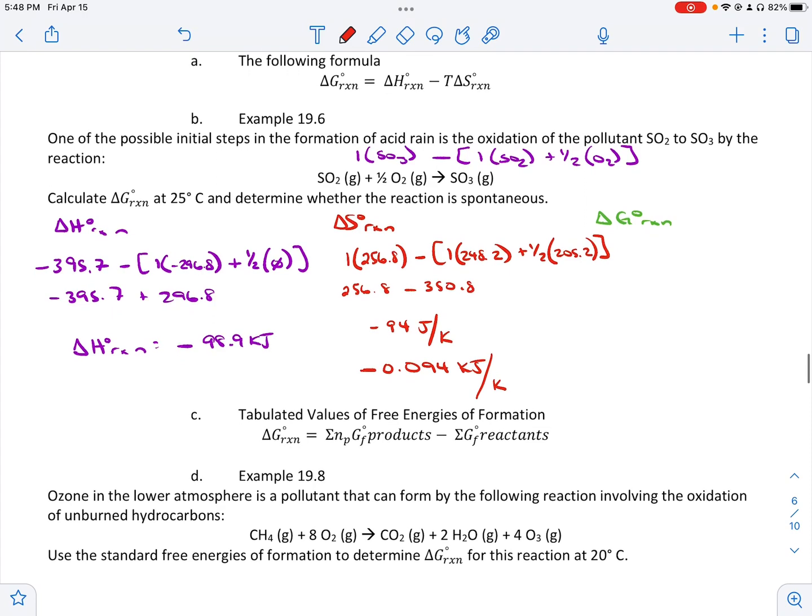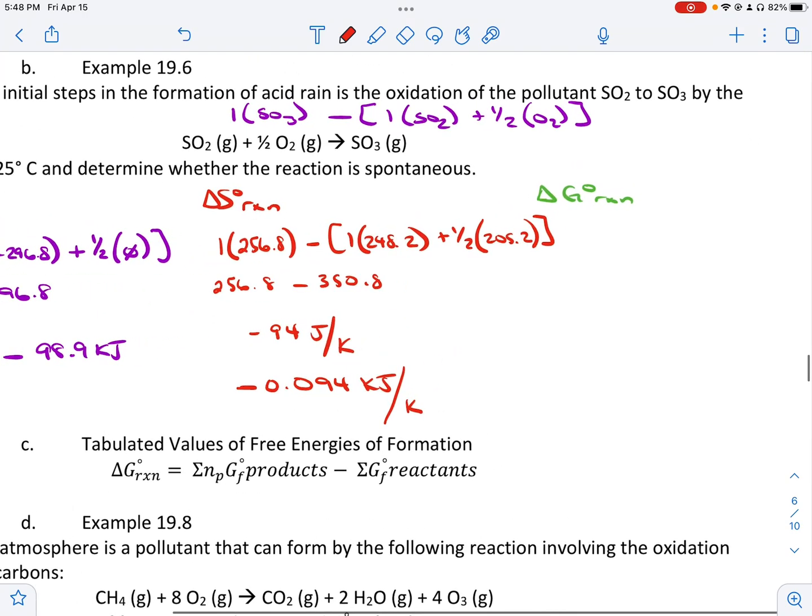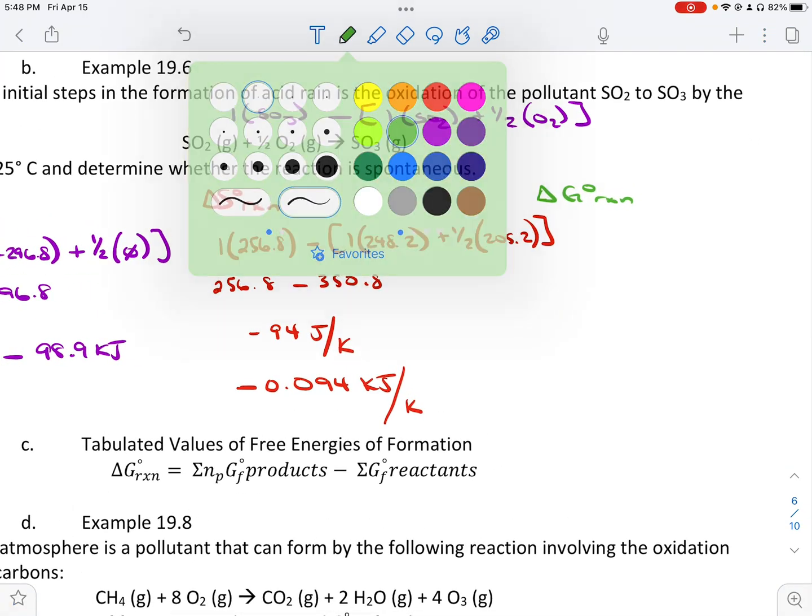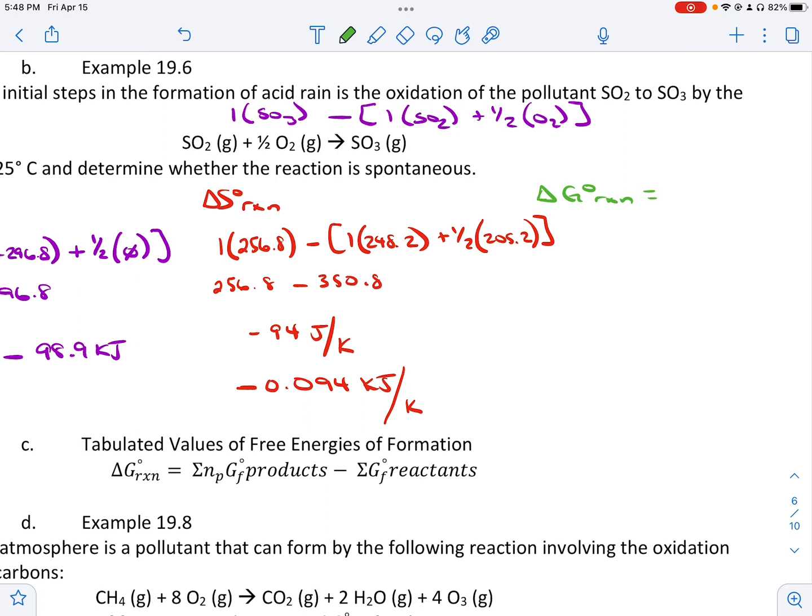Now we're ready to plug this in over here, kind of blow this up a little bit and move over to the green side. And remember, our delta G naught reaction is equal to delta H naught reaction minus T delta S naught reaction. And we're ready to plug it in. So we've got our delta H is negative 98.9 minus our temp in Kelvin, which is 298, times that 0.094.